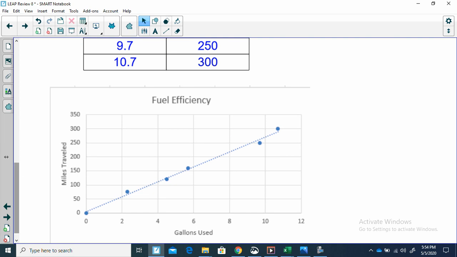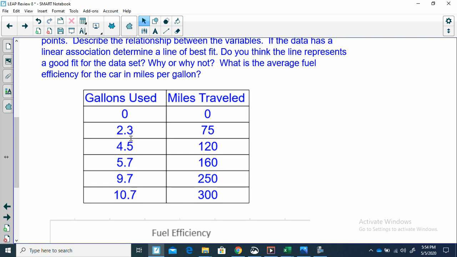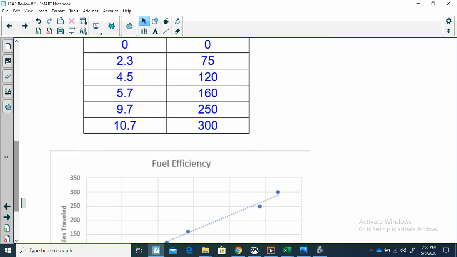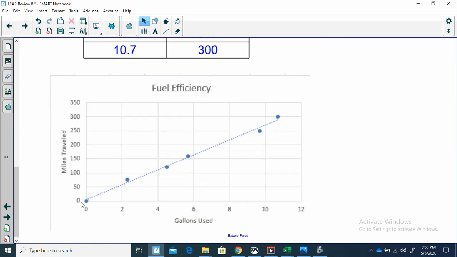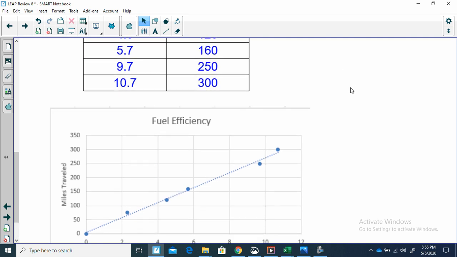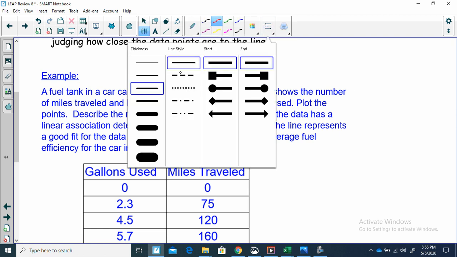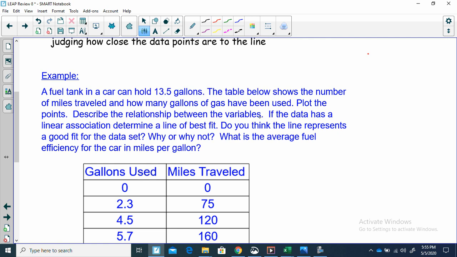Same situation on each one of these. We've used 4.5 gallons, we've gone about 120 miles. So we've got the other points here, and they've all been plotted. Now, let's see what else it tells us to do. We're going to mark all the things that it tells us to do. Let me get us a marker here. It told us to plot the points. Whenever you've got a multiple choice question, make sure you number it so you do it all. We plotted the points.